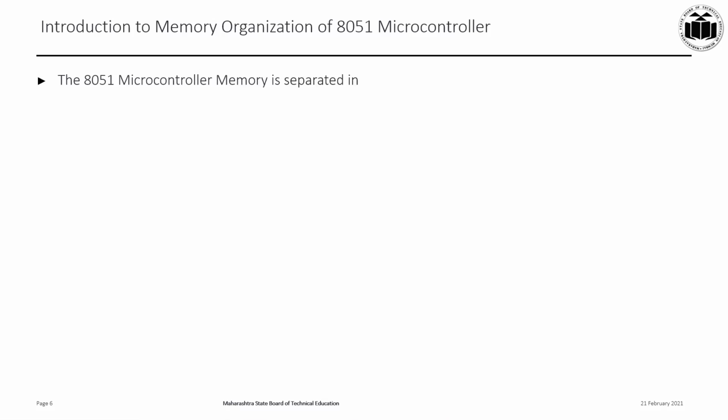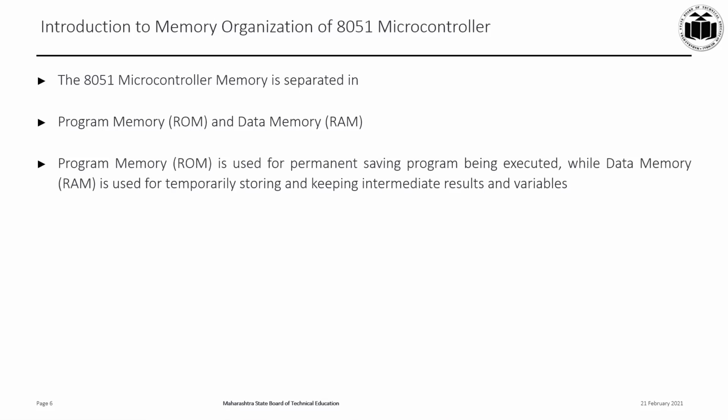The 8051 microcontroller follows the Harvard architecture and hence it has separate program memory and data memory. The program memory, ROM, is used for permanently saving the programs which are to be executed, whereas the data memory, or the RAM, is used for temporarily storing the intermediate results and the variables.